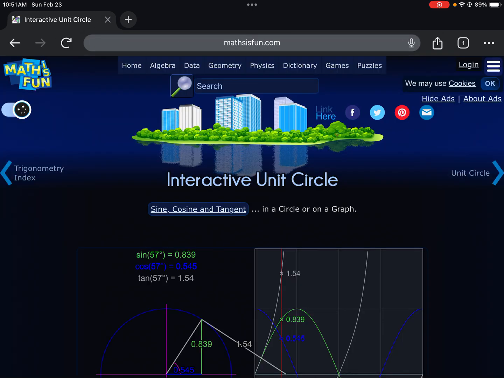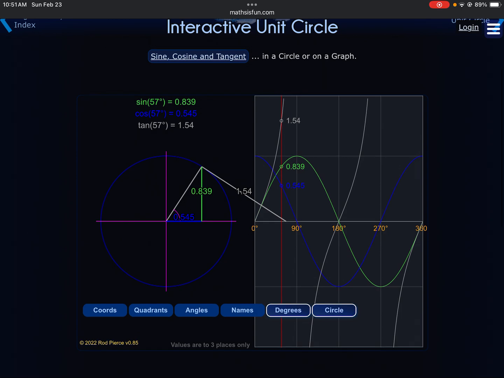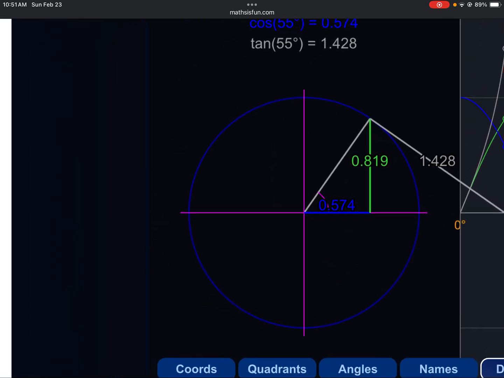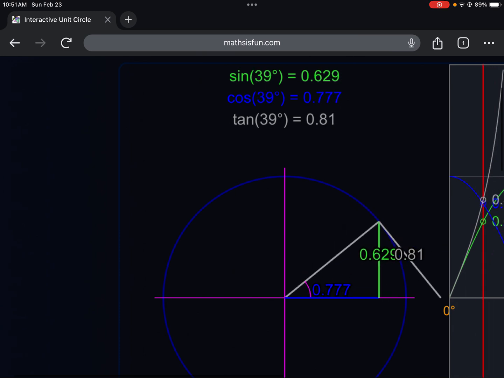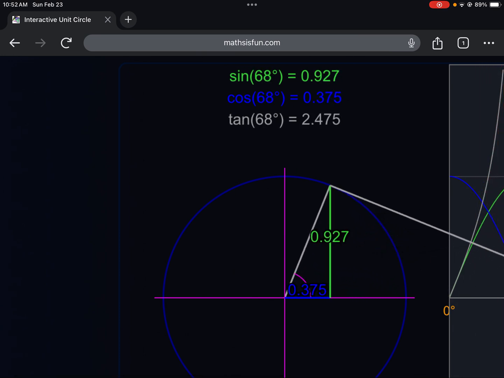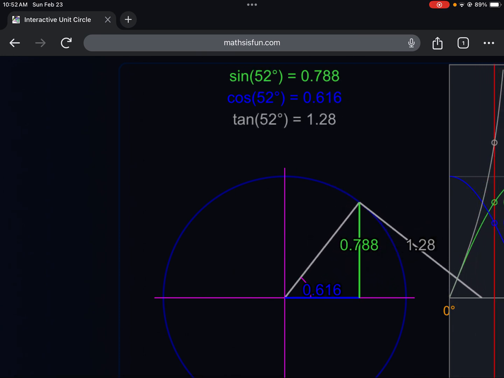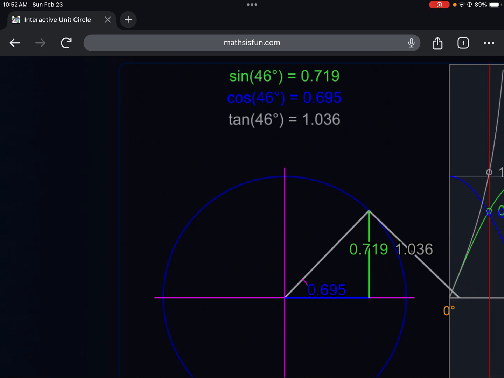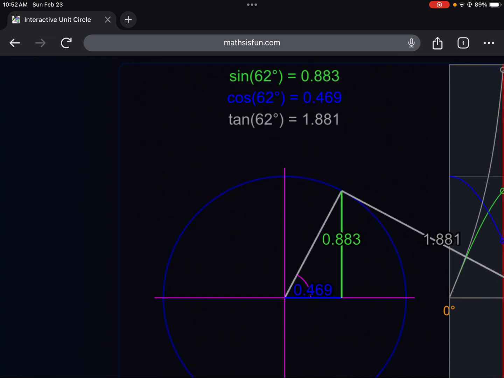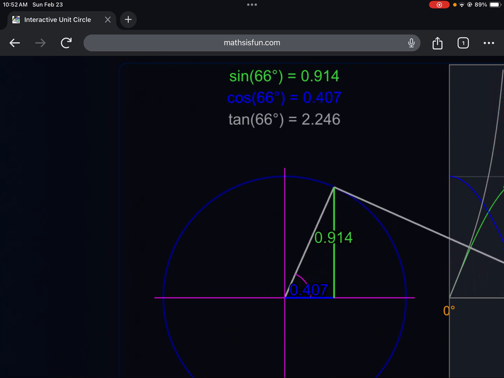Interactive trig unit circle. Let me explain it here. So here we have our unit circle. You can see the green, which is the opposite leg, which is also the y-coordinate of the intersection of the terminal side in the circle, and you can see the blue line, which is the x-coordinate.